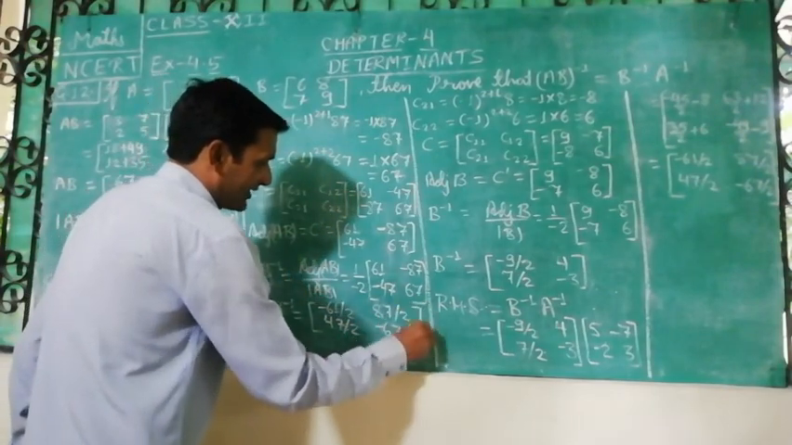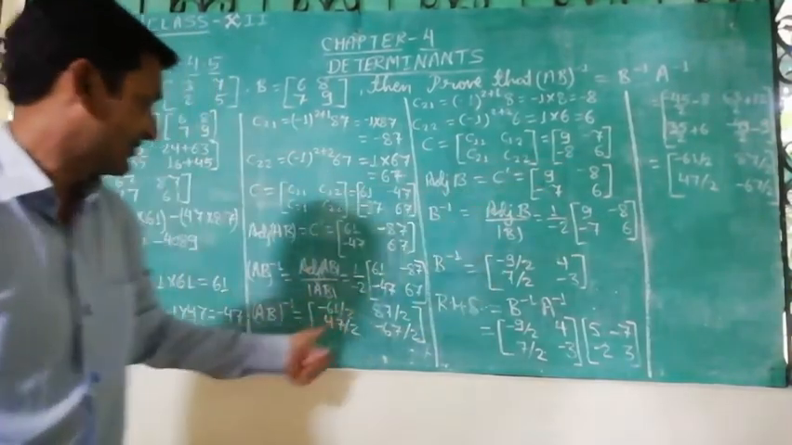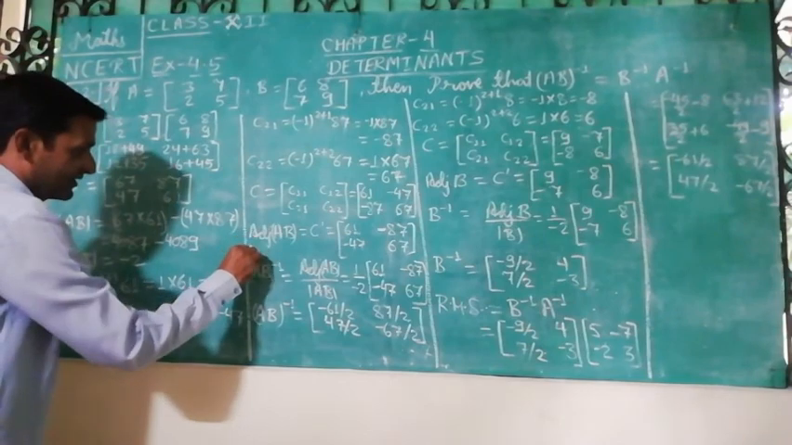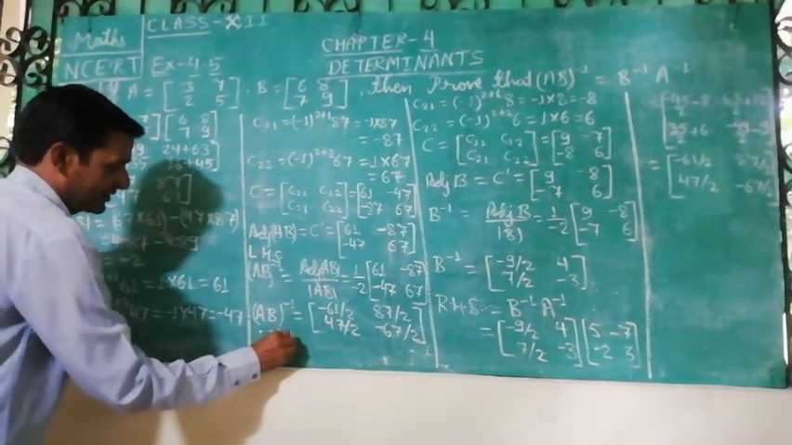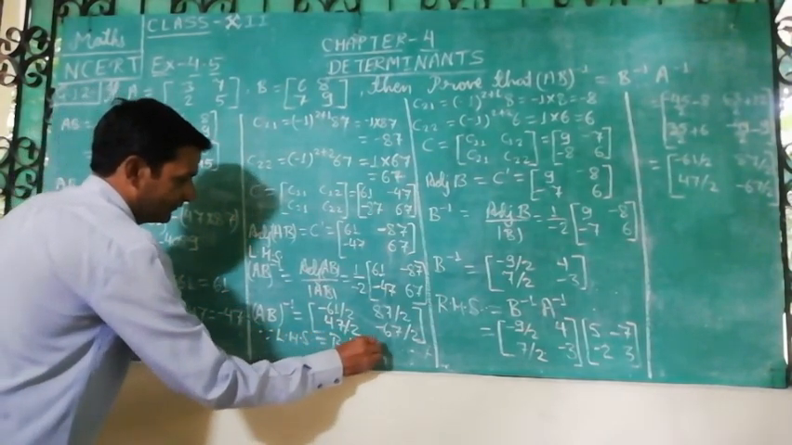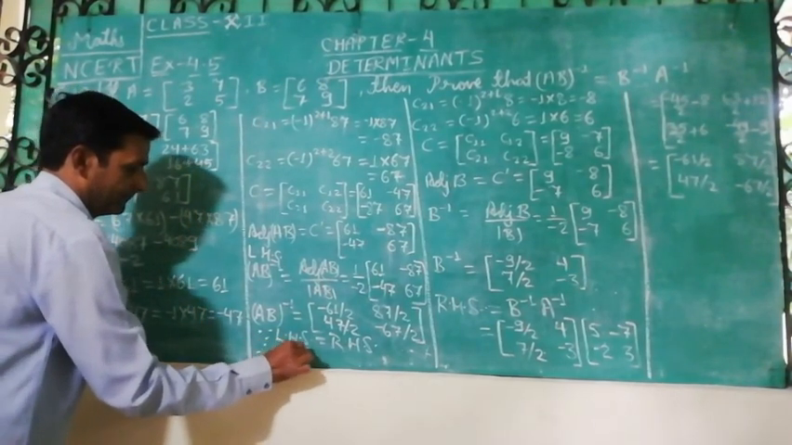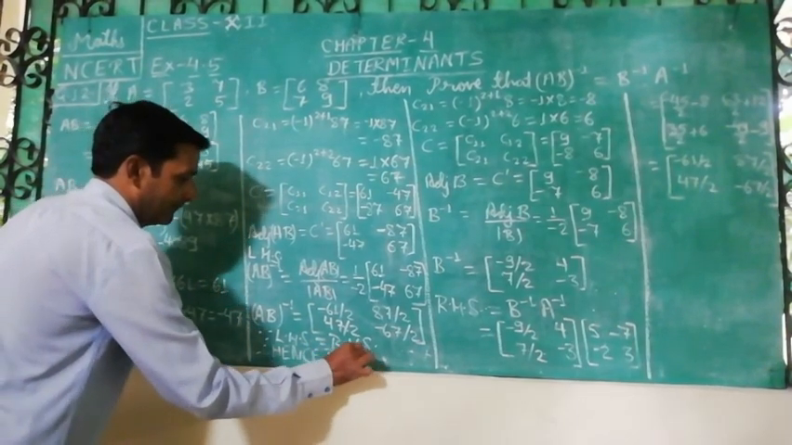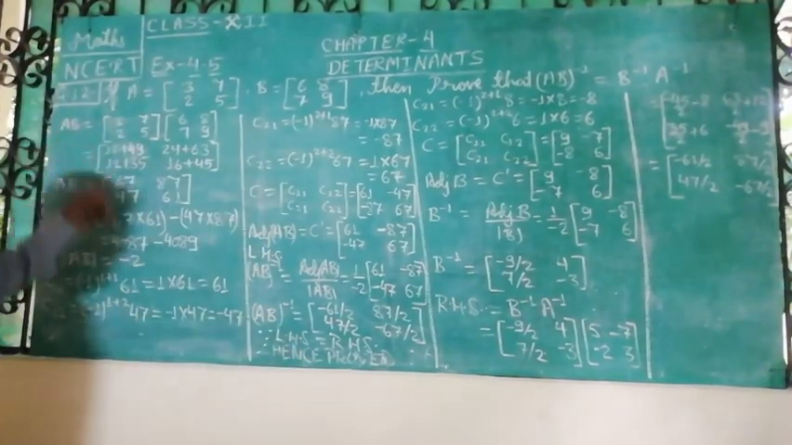See what is our RHS? It is this only. LHS is equal to RHS. This one, this part is LHS. This is our LHS. See. So because LHS is equal to RHS, therefore hence proved. This question number 12 is now over.